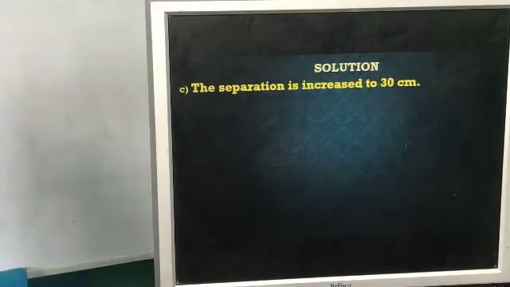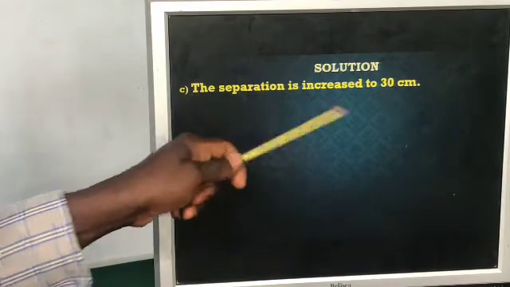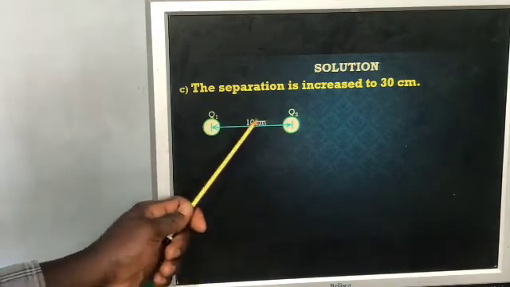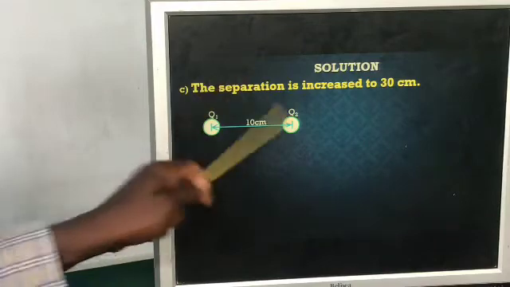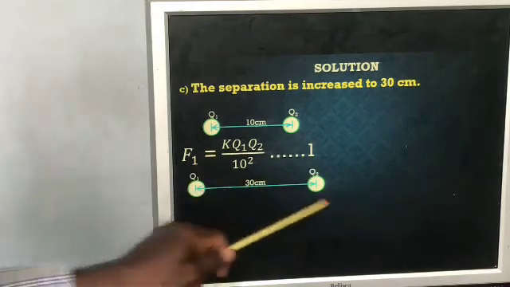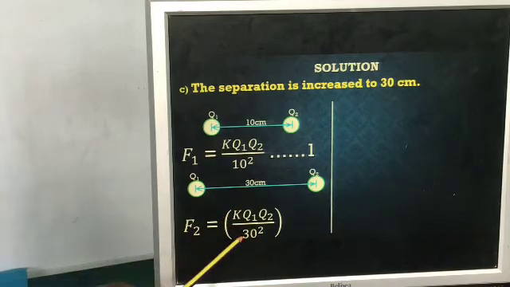Let's go to the next question, the last one, the C. The C says that when the separation is increased to 30 centimeters. So what that means is that formerly the two charges are separated by 10 centimeters. So when we apply Coulomb's law to this, we get this formula: F1 is equal to K Q1 Q2 over D squared. Good. Then when the two charges are separated by 30 centimeters, when we apply Coulomb's force to this, the formula becomes F2 is equal to K Q1 Q2 over 30 squared.